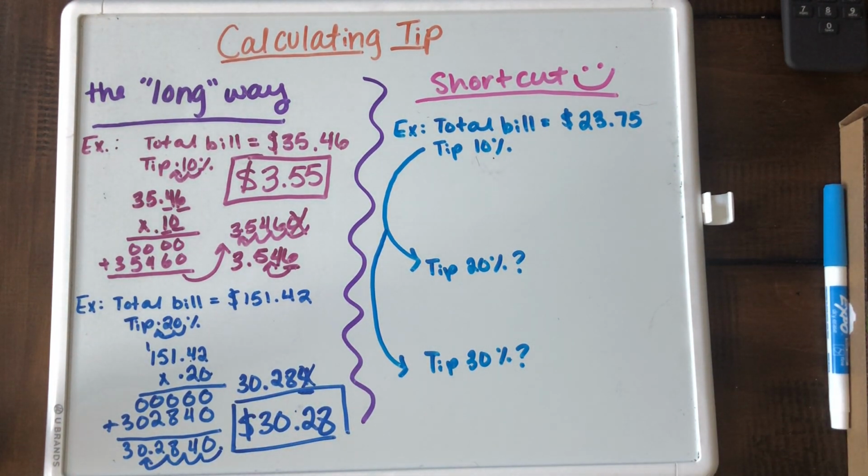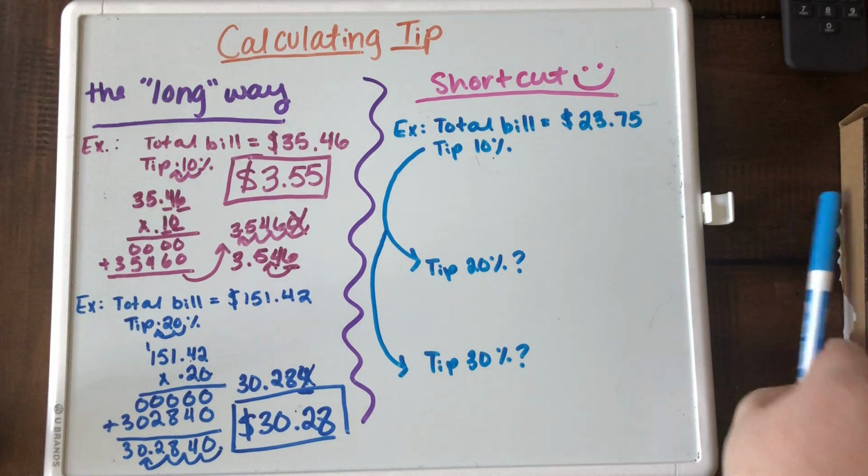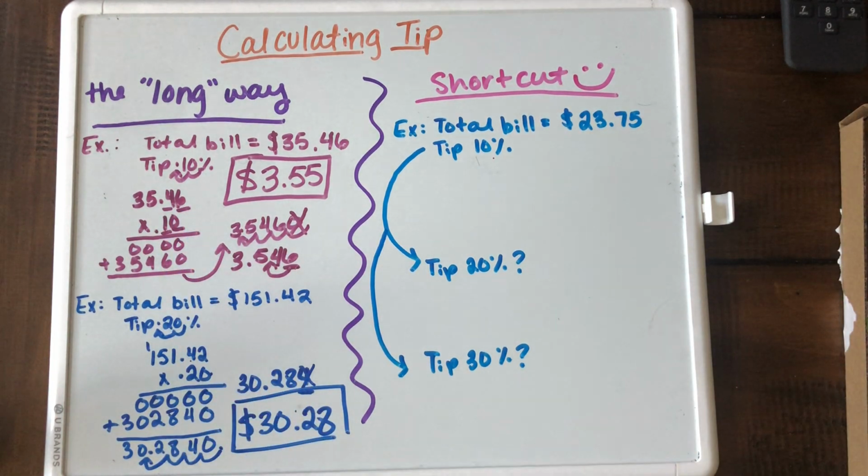Okay, so that is the long way. You can do that with any percent that I throw at you. You can do 22% exactly. You want to be really, really precise with your tip. You can do that as long as you change that percent to a decimal and you multiply. You can put it in your calculator or do it by hand just like I did. You will be fine. You'll get the right answer.